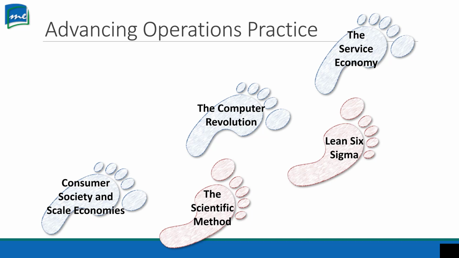Because of the consumer society, we're scaling our economies larger and larger, and then we had the scientific method, and then we had the computer revolution, and then of course we had Lean Six Sigma, and then the service economy. So all these steps are taking us further and further where we have to perfect our operations. Because if we don't perfect our operations, that's going to become that corporate millstone, which is going to weigh us down and grind us down.